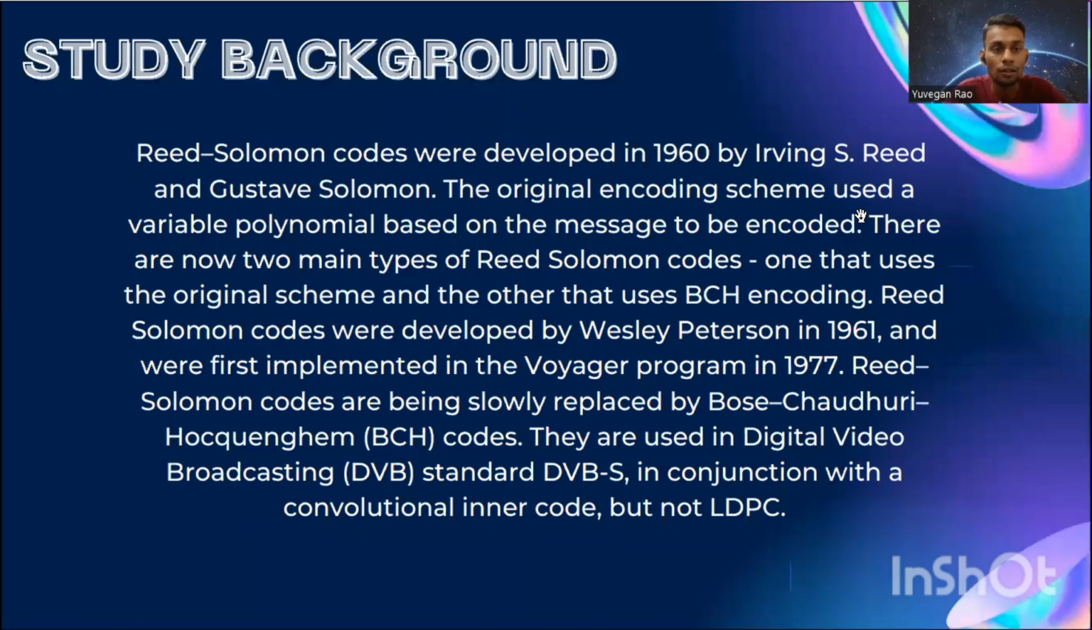The following slide is about the study background. Reed-Solomon codes were developed in 1960 by Irving S. Reed and Gustav Solomon. The original encoding scheme used a variable polynomial based on the message to be encoded. There are now two main types of Reed-Solomon codes: one is the original scheme, and the other one is BCH encoding. Reed-Solomon codes were developed by Wesley Peterson in 1961 and were first implemented in the Voyager program in 1977.